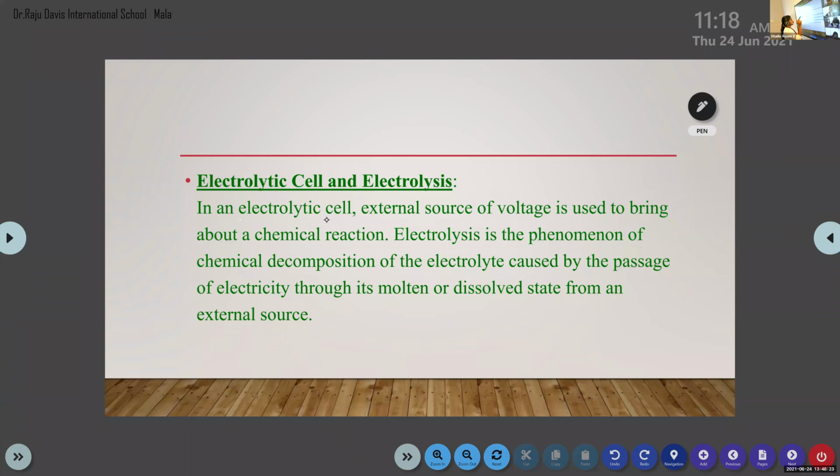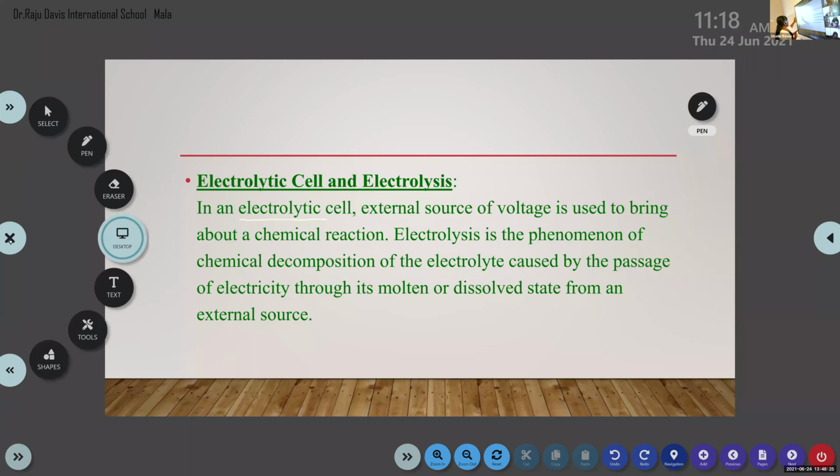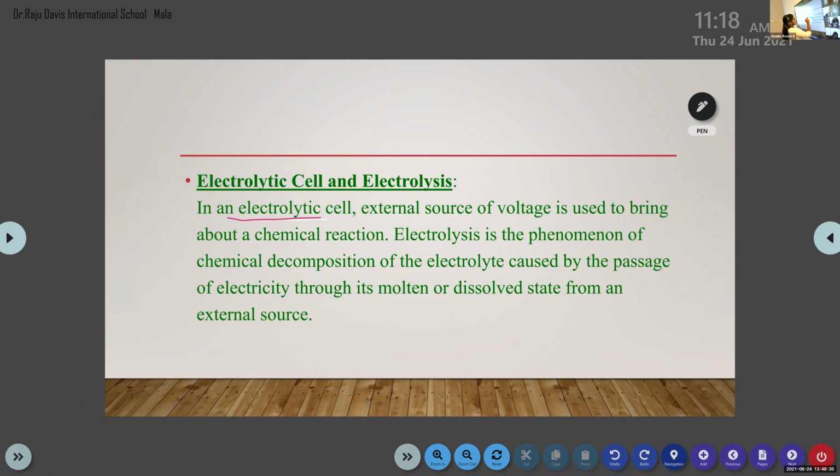In an electrolytic cell, an external source of voltage, that means we are supplying electrical energy into that cell, is used to bring about a chemical reaction. We have learned about the electrolysis of water in earlier classes, right? It can be converted to hydrogen and oxygen by applying electricity. That's the electrolysis of water. It comes under decomposition reactions, using electricity.